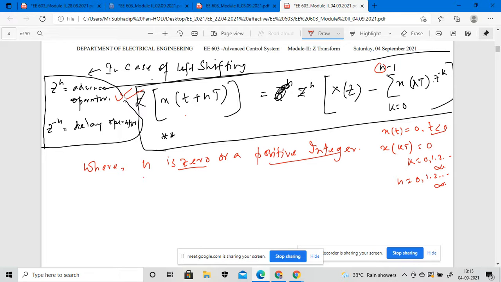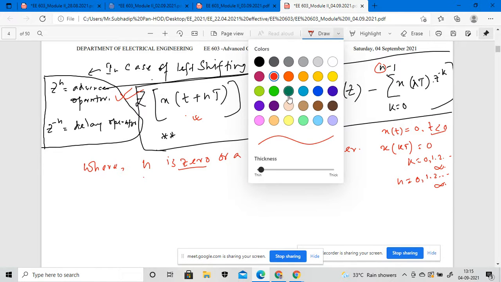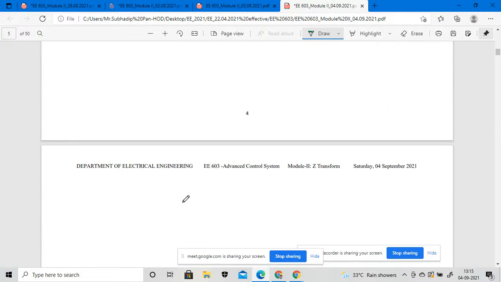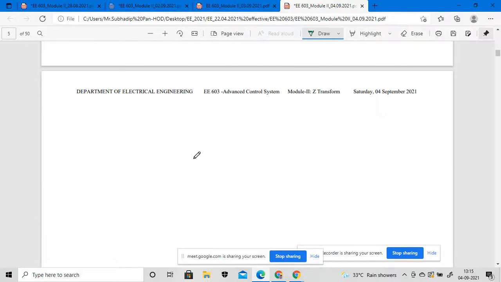So how could I solve these things? How will this particular function become? There will be some proof. So how could I prove this particular equation? Now we have to write the proof.